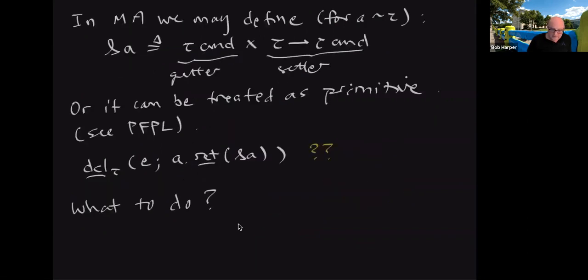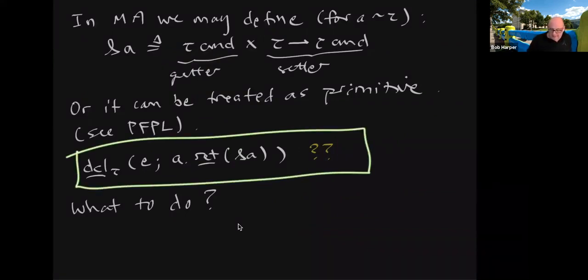Okay, so what do we do about this? If you want to know, this example can be replicated in MA like this. I can do a similar thing. I can do a declare just like the index thing, and I can return ampersand A. And then you can ask, but what is ampersand? Well, one way to do it is to say, I can make it a primitive notion. If you look in PFPL, I do.